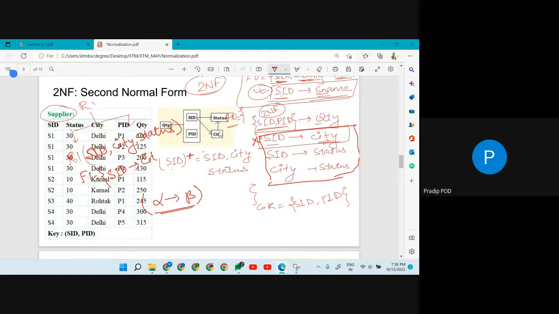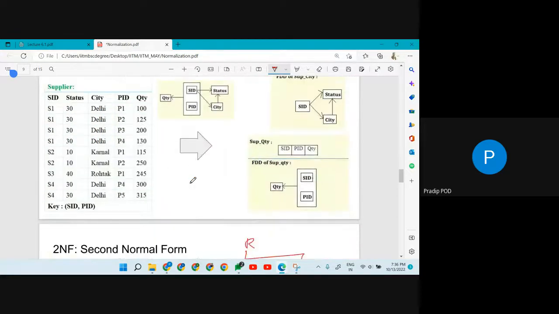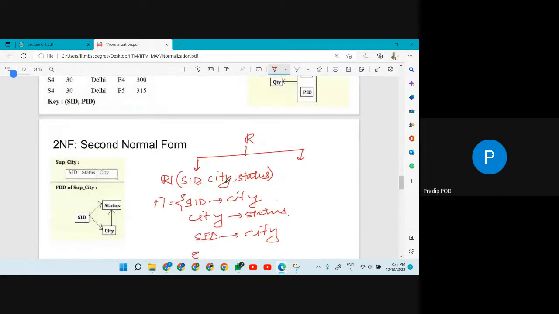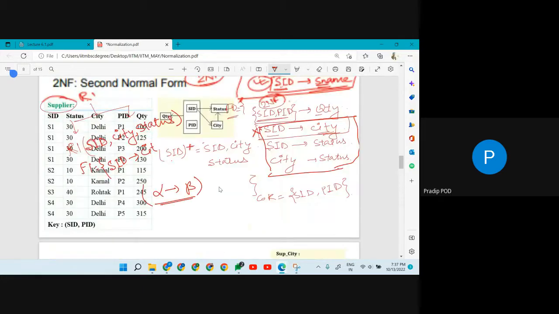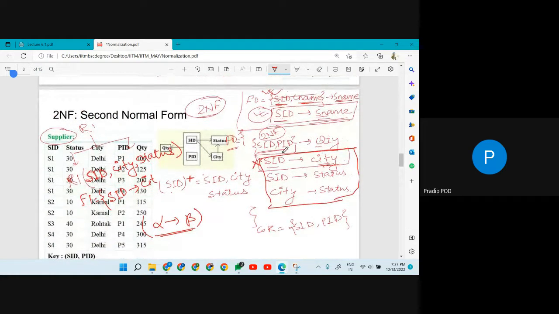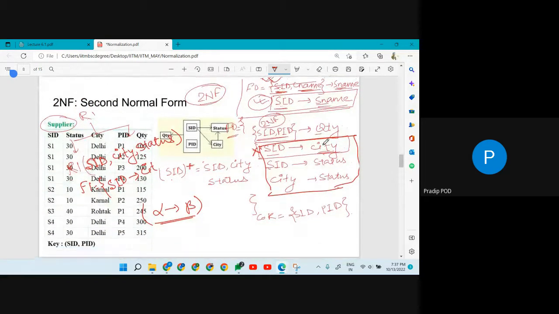Now you have to create one table that contains all other attributes except this attribute. So that is your R2, that is SID and PID and quantity, right? So this is one relation, and the associated functional dependency is SID, PID to quantity, right?